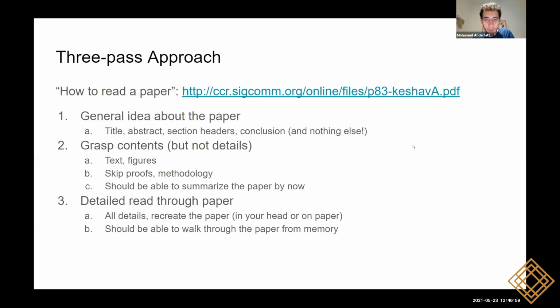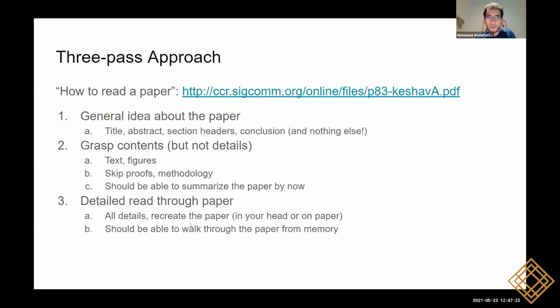And then the third pass of the paper, that's where you'll spend hours and hours hunched over your desk, and you'll read all of the details of that paper, and you'll go through all of the proofs. And again, you don't have to move from step 2 to step 3. In fact, I think maybe 9 out of 10 papers I read, I stop at stage 2. I don't need to go through the proofs.